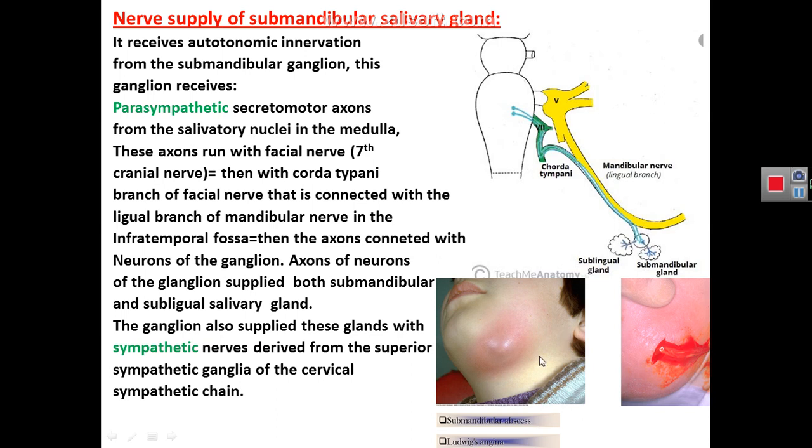Regarding clinical condition, you have to know something about the submandibular abscess collected here that must be drained, and something called Ludwig angina, and it is demonstrated well in your theory.